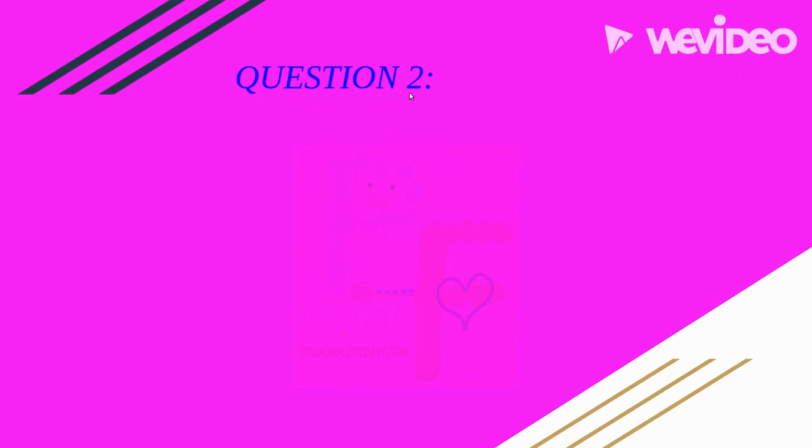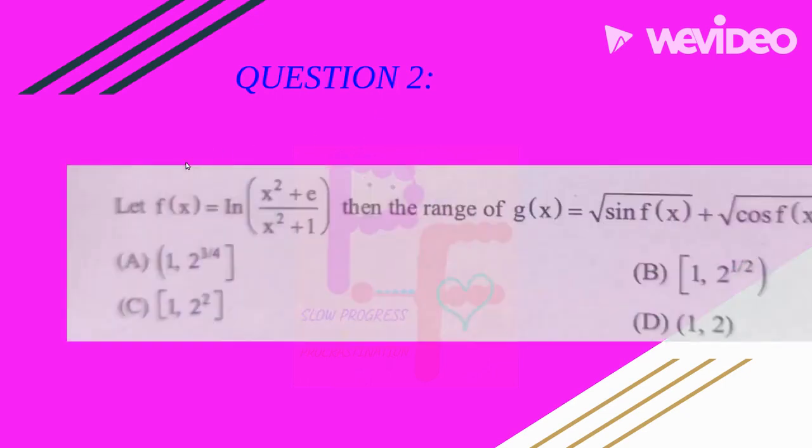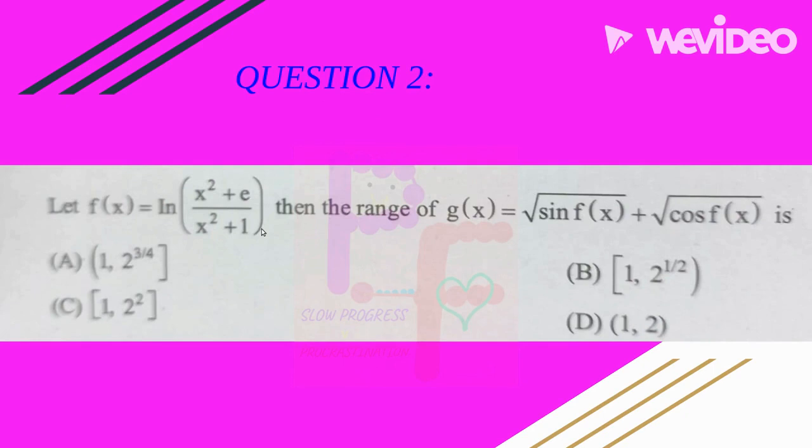So now let us look into the second problem. The problem says let f(x) equal to ln of (x square plus e) by (x square plus 1). Then the range of g(x), which is a given function, is needed to be found.